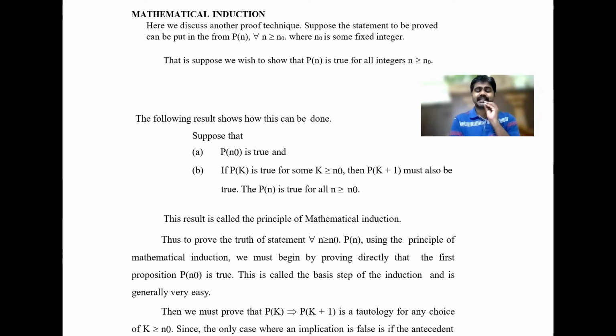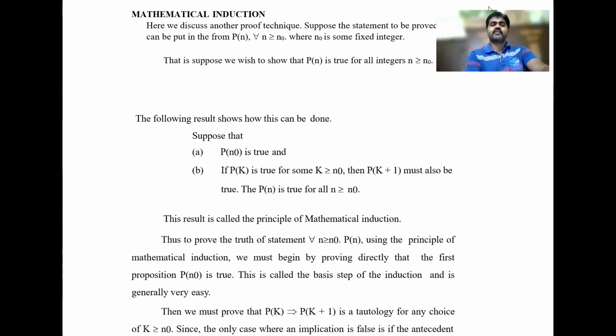So what we are trying to show in mathematical induction is that P of n is true for all integers n greater than or equal to n0. If these conditions are satisfied, it should be true for all the integers. The following result shows this can be done. Suppose that P of n0 is true, and if P of k is true for some k greater than or equal to n0, then P of k plus 1 must also be true. Then P of n is true for all n greater than or equal to n0.